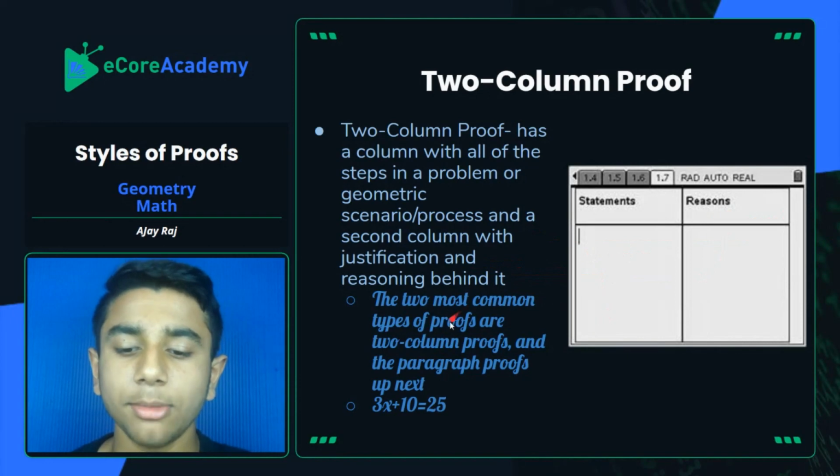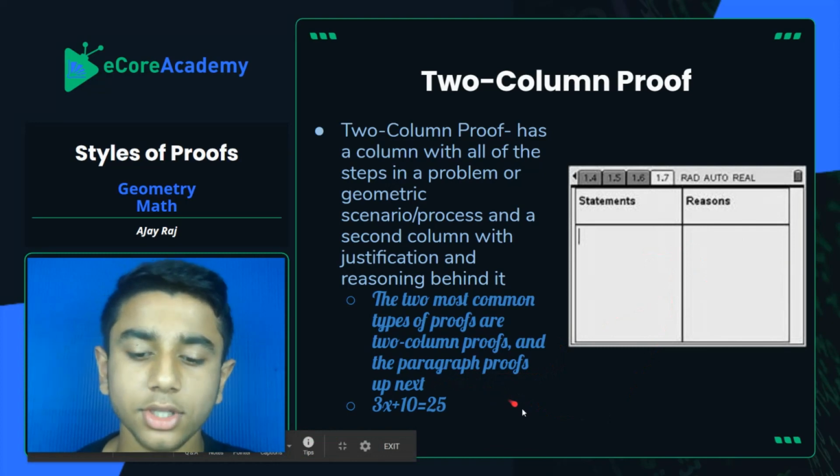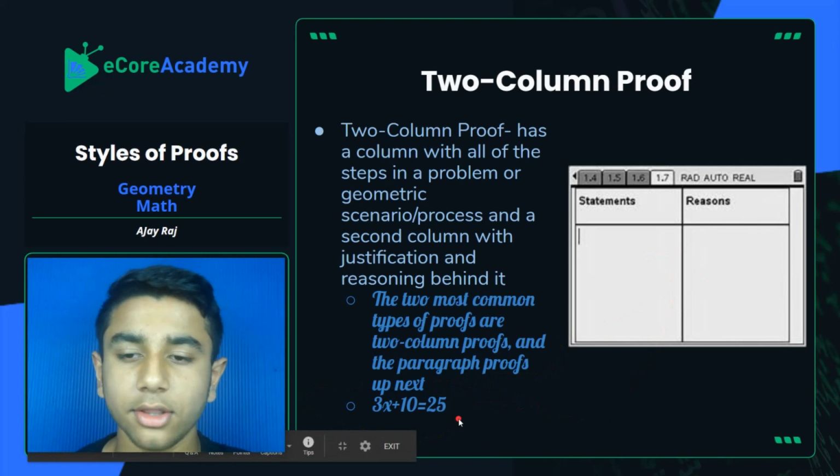And the most common types of proofs are the two-column proofs, as shown here, and the paragraph proofs, which is going to be up next. So I'll just give you a little equational example just to show how this whole thing works, the two-column proof.